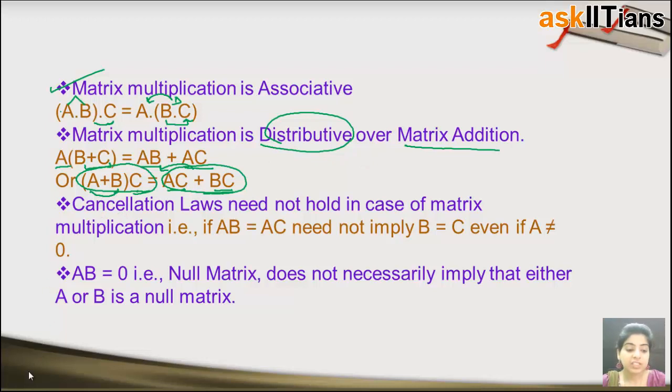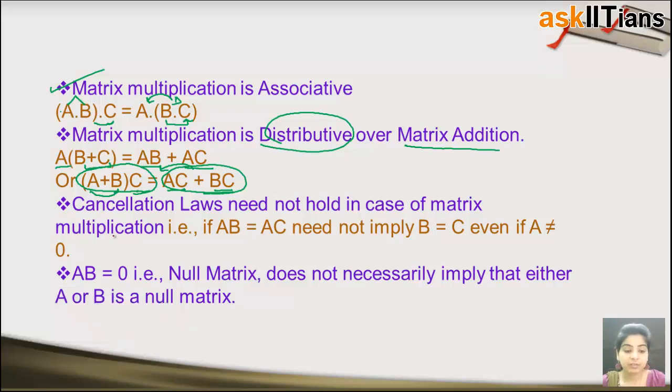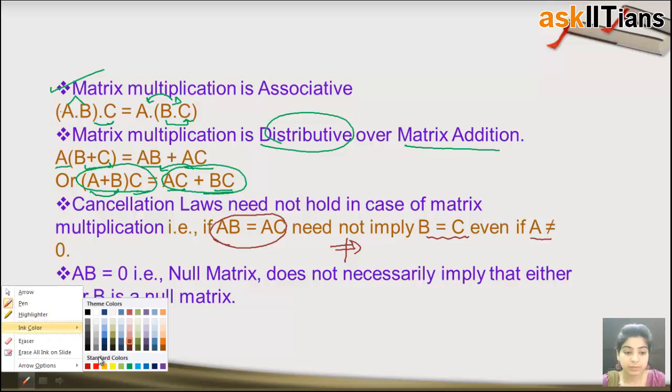Next we have is cancellation laws need not hold good in case of matrix multiplication. So if we have AB equal to AC, that need not imply B equal to C, although we might have A non-zero. So if we have AB equal to AC, that need not imply that B would be equal to C.